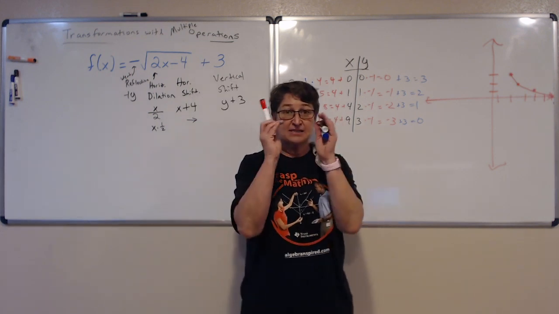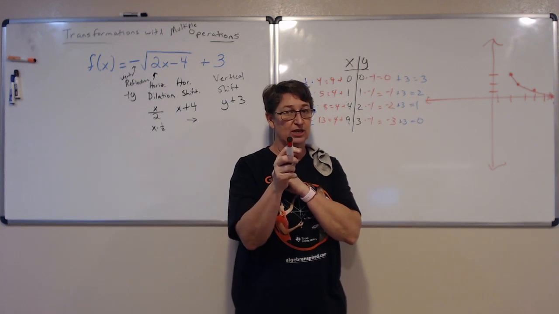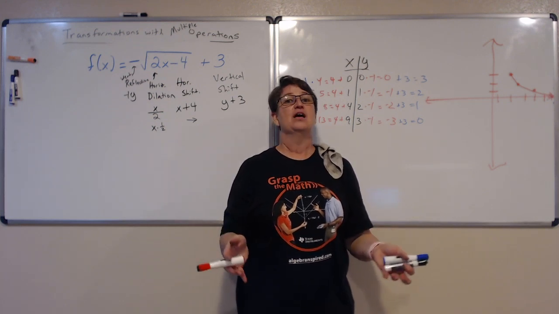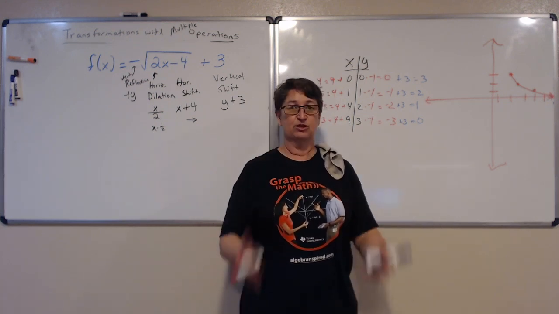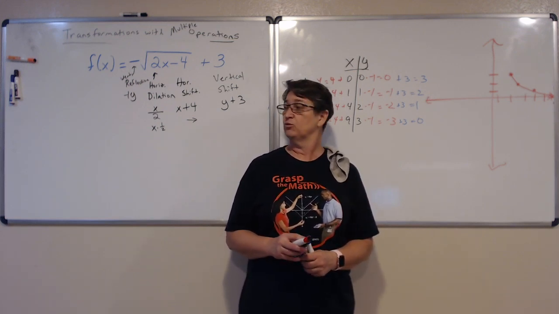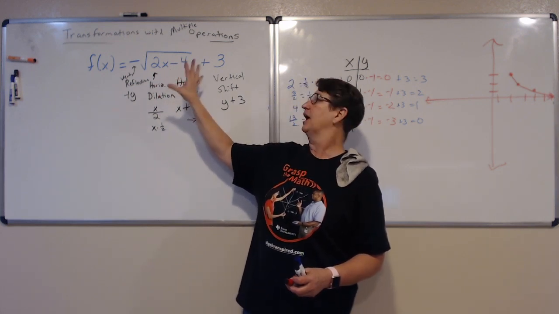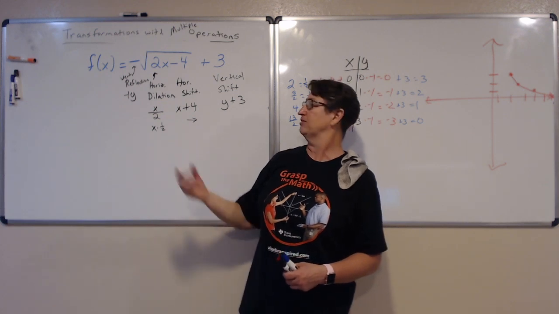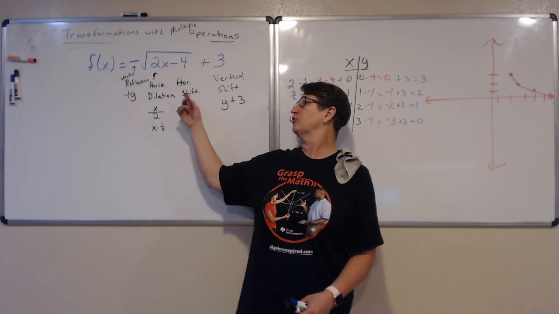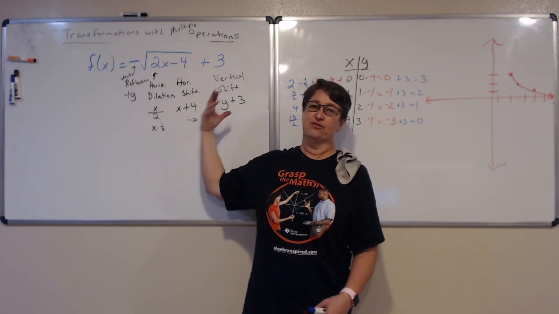So inside affects your x, and it does the opposite of what you think, because those x's are liars. Outside affects your y's, and does something to it vertically, and y's are truth tellers. And when you've got multiple operations going on, even there, your x's are liars, and your y's are truth tellers. So you do this in the opposite order that you would think, and this in the normal order you would think. Or just remember your horizontal shift is first, dilations and reflections, and then your vertical shift last.